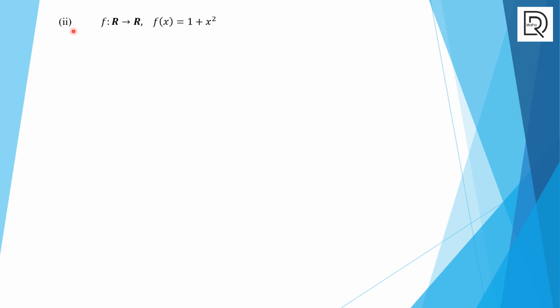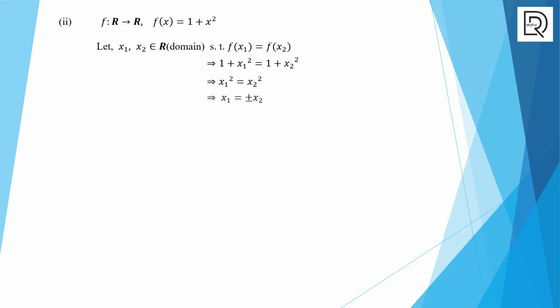For question number 2, this is our given function, and for 1-1, let x1, x2 belong to R such that f(x1) = f(x2). This implies 1 + x1 squared = 1 + x2 squared. So this implies x1 squared = x2 squared. The 1 will be cancelled out from both sides. So this implies x1 = plus or minus x2. So here x1 and x2 are not always equal. So therefore f is not 1-1.